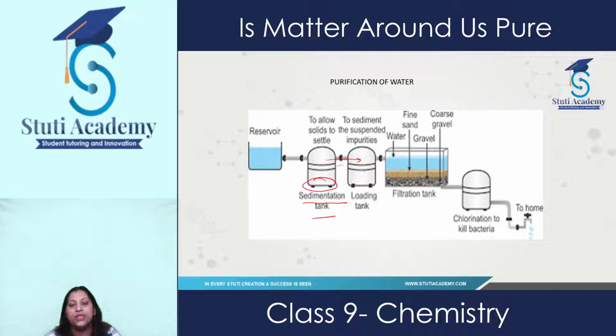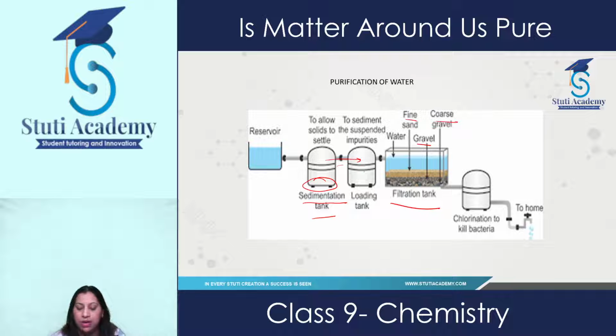Now after passing through the loading tank, it passes through the filtration tank, which is a combination of different layers. So when the water which still contains impurities passes through the filtration tank, it passes through different layers and then the water gets filtered out. So they pass it through these three layers: gravel, coarse gravel, and fine sand. So these are the different layers through which water is filtered.